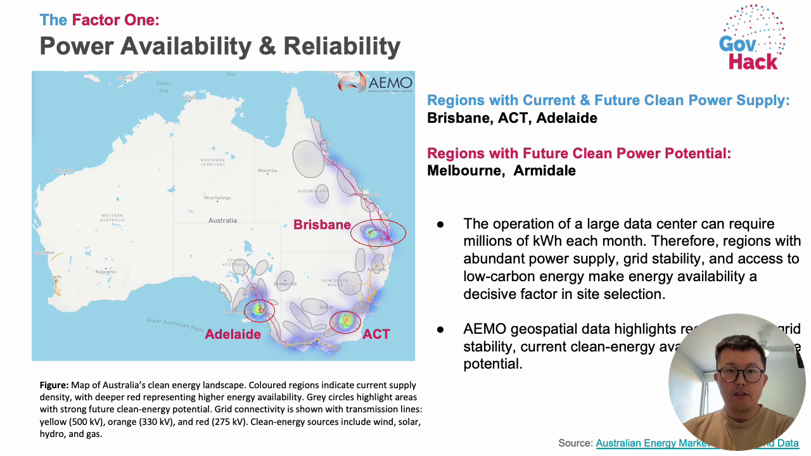The first is power availability, because the operation of a large data center can require millions of kilowatt-hours of power each month. Therefore, a region with abundant power supply is very important. I chose AEMO geospatial data to visualize the current power supply across Australia. As you can see in the figure, Brisbane and ACT are regions with great clean energy supply right now, and Melbourne holds great potential in the future.